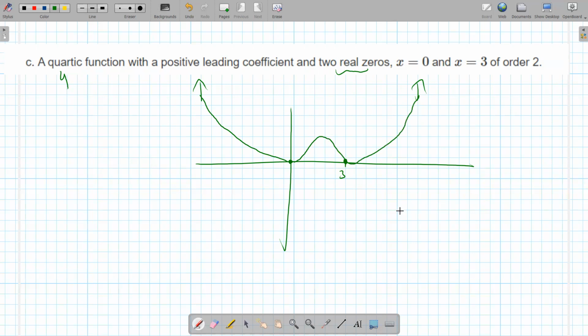Sorry, I was just going to ask, what's the point of saying 2 real zeros? It's just 2 zeros. Would it be the same thing if it was just 2 zeros?